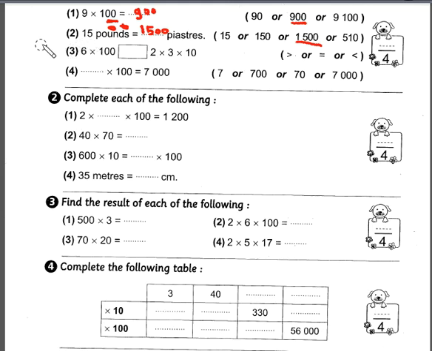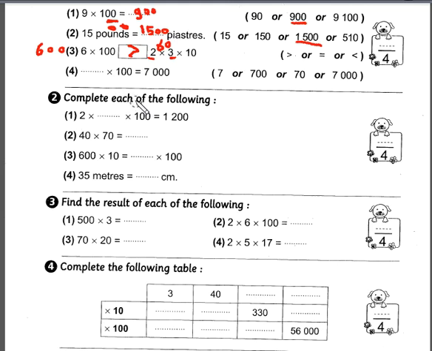Question number 3, he said 6 times 100. 6 times 100 equals 600. We'll put 6 and 2 zeros. And we have here 2 times 3. 2 times 3 equals 6. And here 10 has 1 zero. So the result equals 60. Which is greater here? Greater here is 600.